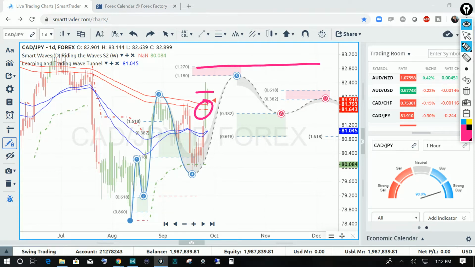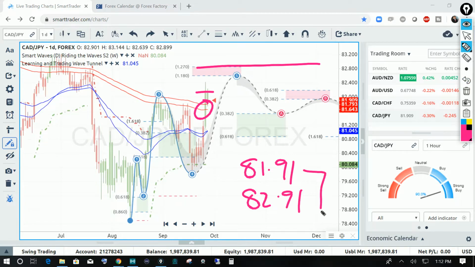What is it trading at right now? We're trading around about 81.91, right? So 81.91 is where current price is trading right now, and we're looking for price to move up maybe to 82.91. All right, so 82.91. So we're looking at about a 100 pip opportunity right here.